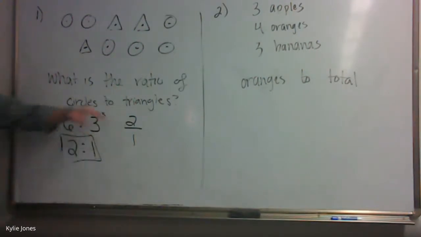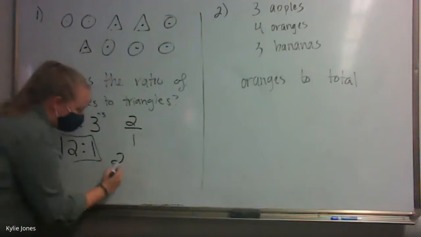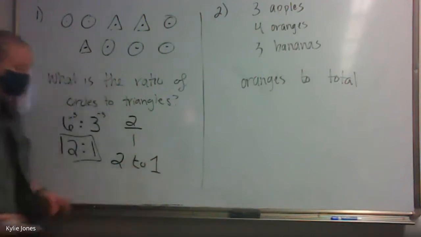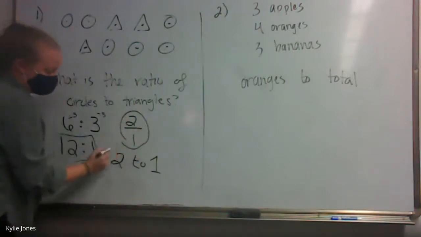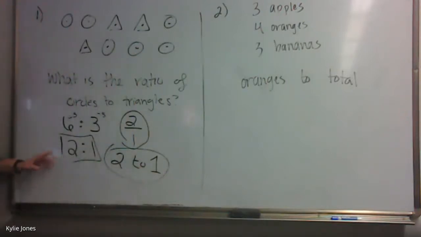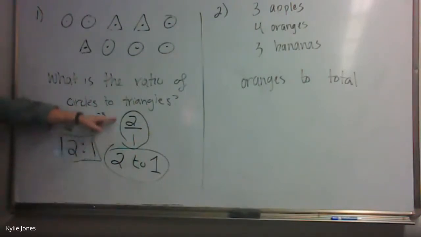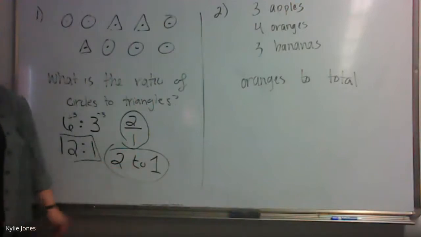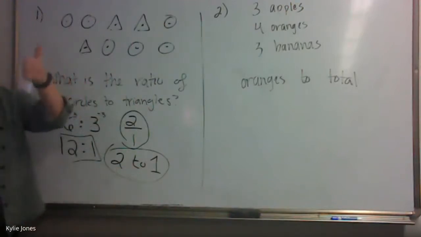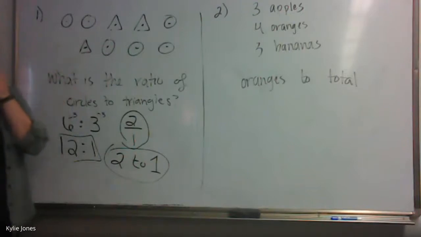And then what's our last way to write it? Not as a decimal. Remember? Not percentage. You use the word to. Yep. You actually write it out. 2 to 1. So these are the 3 answers that we could have here. The ratio, 2:1, a fraction, 2/1, or words, 2 to 1. Okay, how do we do? Online good? In person okay? Doing all right? Good.